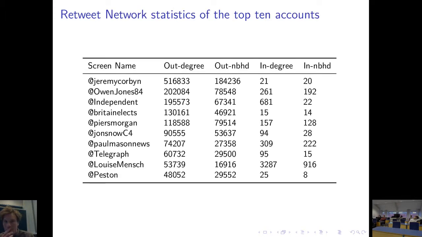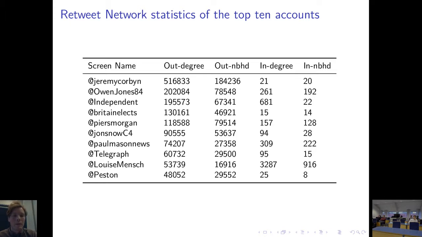So here are some statistics. The out degree is the number of times someone's been retweeted. The out neighborhood is the unique number of people retweeting someone. The in degree is the number of times the person has retweeted someone else, and the in neighborhood is the unique number of accounts the person has retweeted.